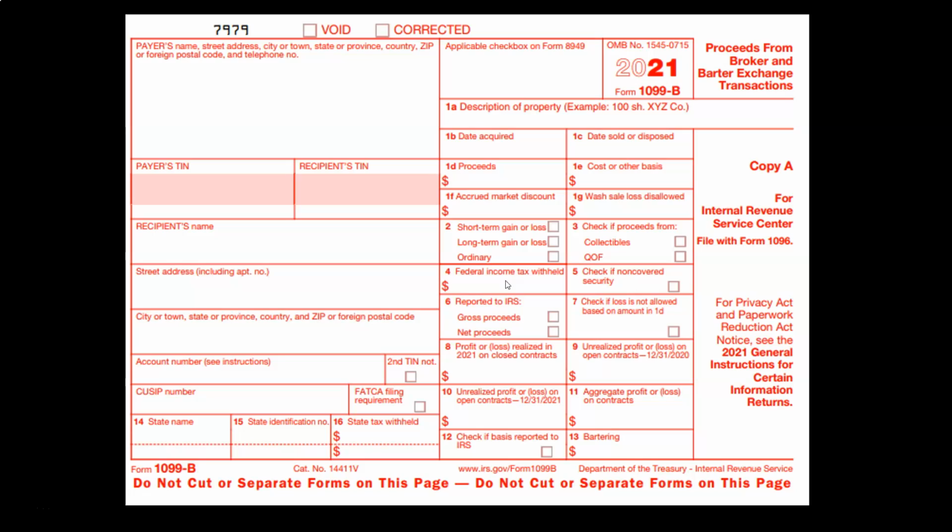So someone might ask for advice on how much they should withhold if they're selling a substantial amount of stock that's not in a 401k plan, meaning they're going to have to pay taxes on the gain or loss. But oftentimes that's not included. Check if non-covered security. Reported to the IRS gross proceeds, net proceeds, so whether they got the gross or net. Check if loss is not allowed based on amount in D1, profit or loss realized in 2021 on closed contracts, unrealized profit. And so these are less common items down here.